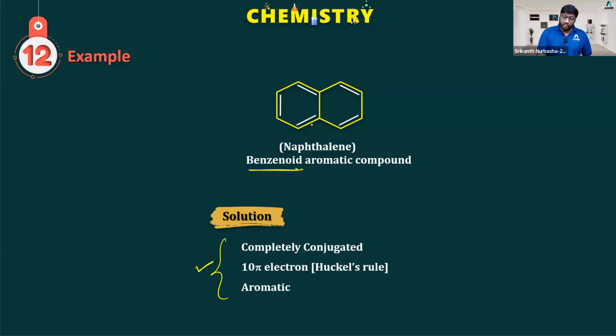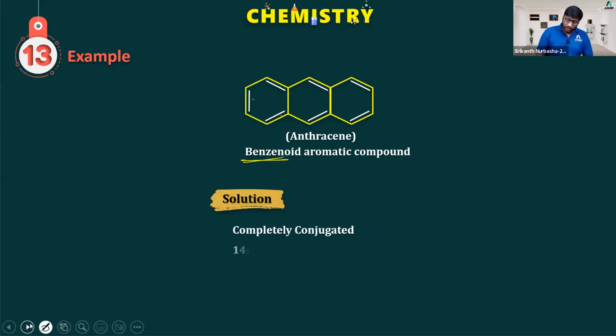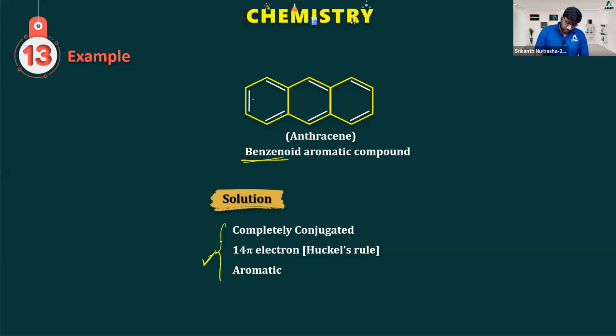Why is it said to be benzenoid? Because benzene is there in that particular structure, the repetition of benzene units. Similarly, besides naphthalene, you can also think of anthracene. Anthracene also has a benzenoid structure. How many pi bonds are there? 1, 2, 3, 4, 5, 6, 7, 7 pi bonds. 4n plus 2 is equal to 14, 4n is equal to 12, n is equal to 3. 4n plus 2 pi electrons satisfied, that is 14 pi electrons, and complete conjugation because of complete planarity. So it is going to be aromatic in nature.